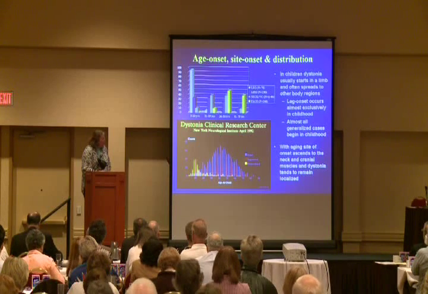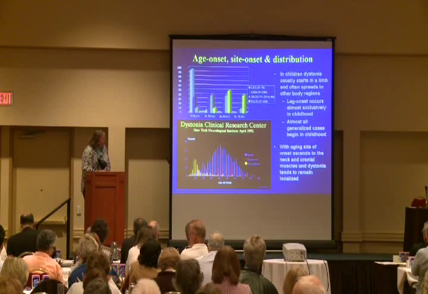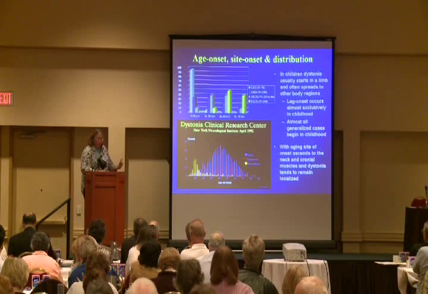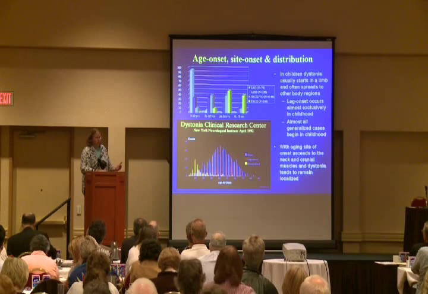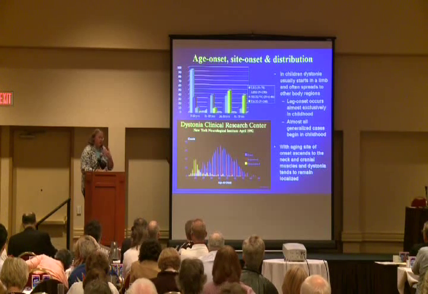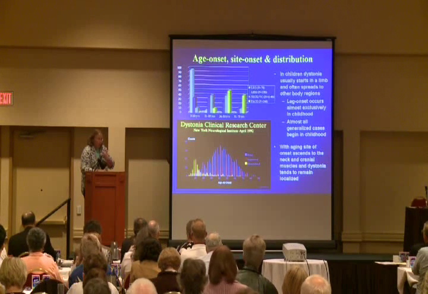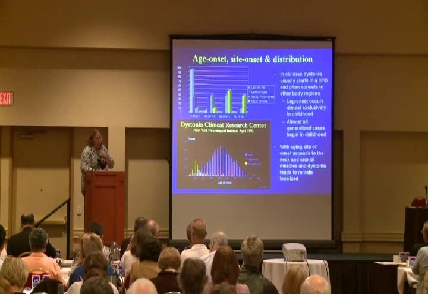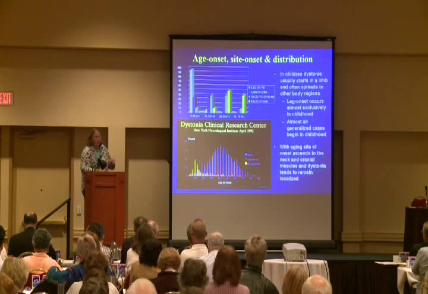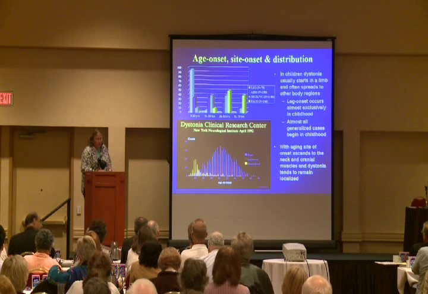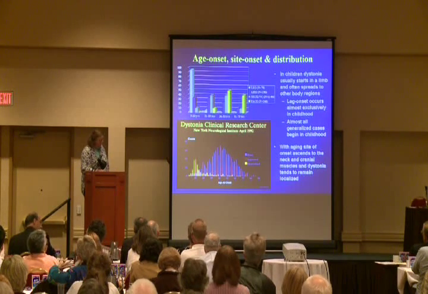We've heard something about the different kinds of focal dystonias. Blepharospasm is one of the kinds of focal dystonias. There's also torticollis, dystonia of the neck, cervical dystonia. There's spasmodic dysphonia, dystonia of the larynx. And there's also writer's cramp, dystonia of the arms. So those are different focal dystonias.